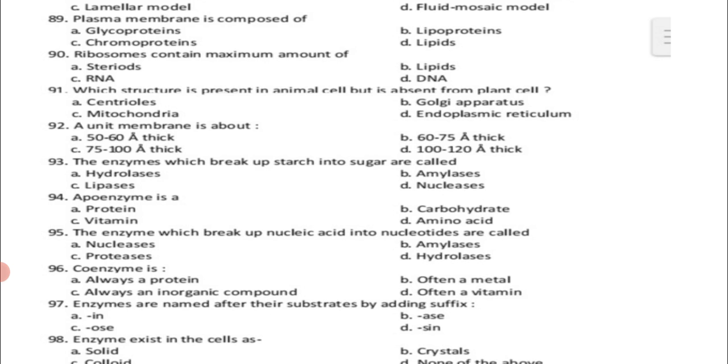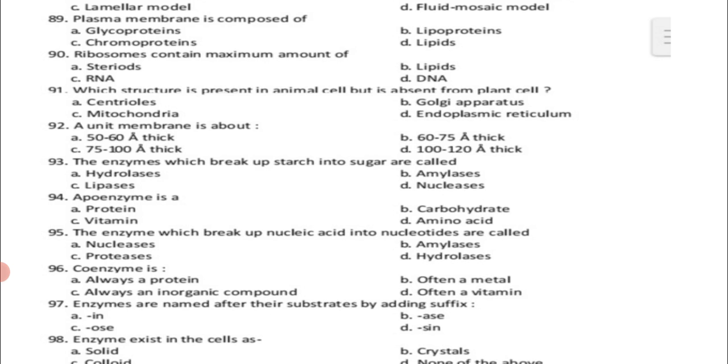Question number 96. A coenzyme is often a vitamin. NAD, that is nicotinamide adenine dinucleotide. FAD, that is flavin adenine dinucleotide. FMN, flavin mononucleotide. And NADP, nicotinamide adenine dinucleotide phosphate. These are the coenzymes. Also, coenzyme A. These are often vitamins. So, option D is the correct answer for question number 96.